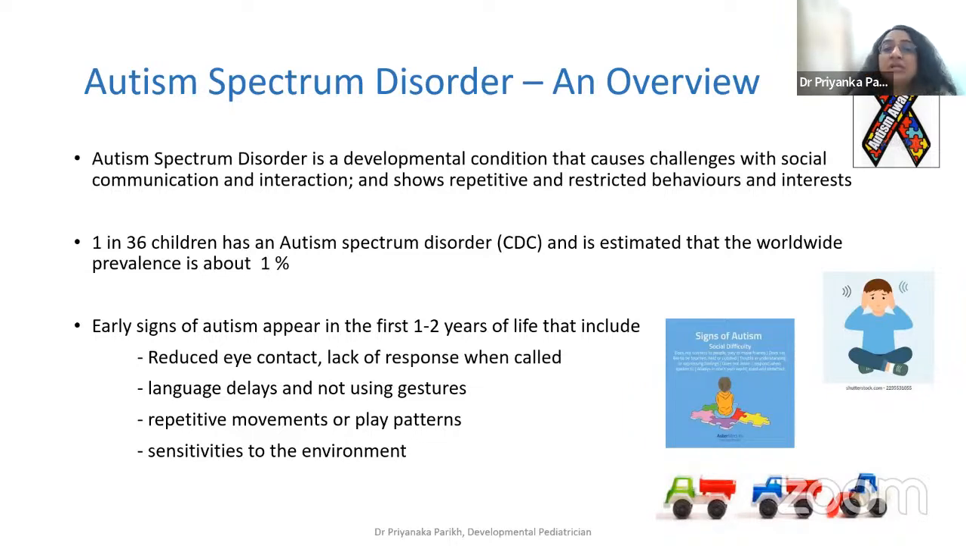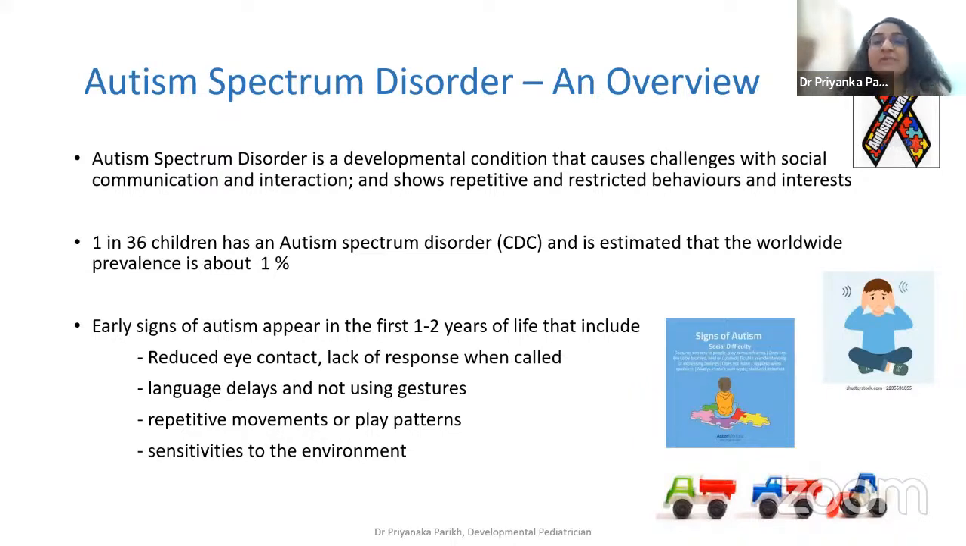So how early can you see the signs of autism? Autism signs can be seen even in the first 1 or 2 years of life. So what do we see? Even in the first 6 months, parents frequently say that the child is not really engaging in that interactive to and fro at 6 months, when the child engages in to and fro babbling, making sounds, giving responses.